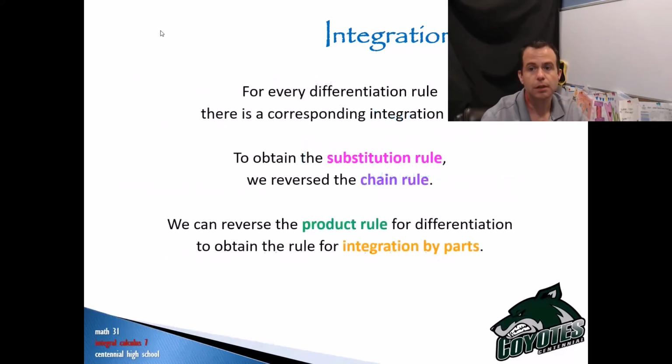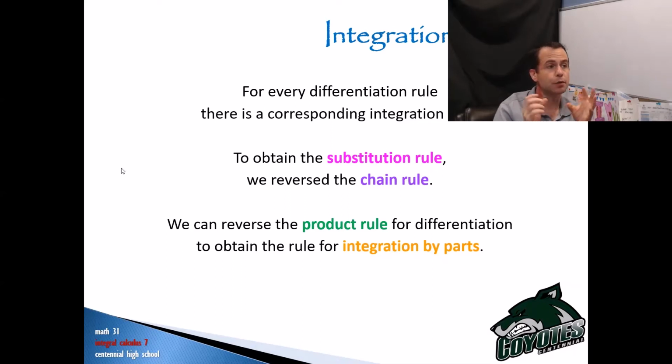So the substitution rule that we talked about the other day was really the way to handle the chain rule, okay? It's the reverse of the chain rule. So for every different differentiation rule, there's a corresponding integration rule. To obtain the substitution rule, what we essentially did was reverse the chain rule. Now what we're going to do is play around with the reversal of the product rule.